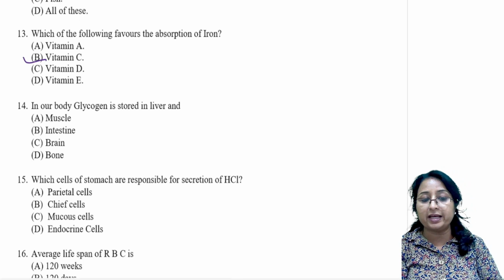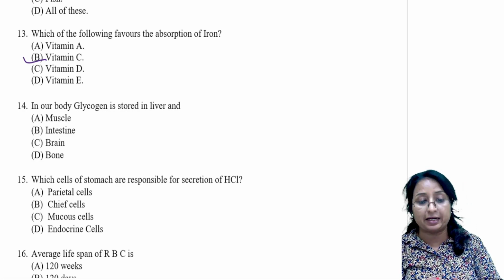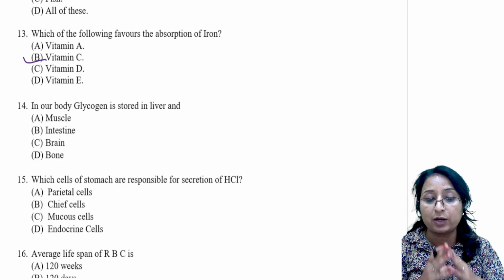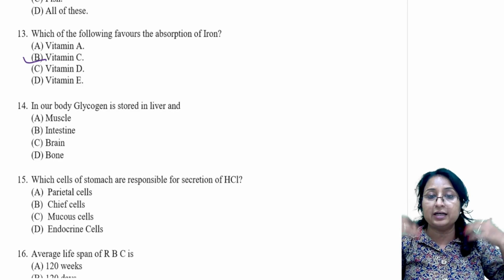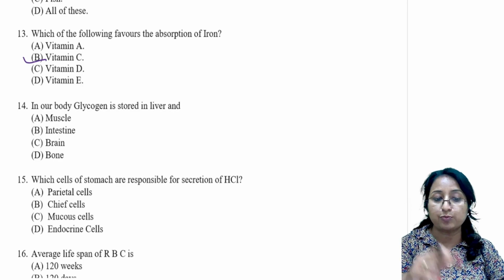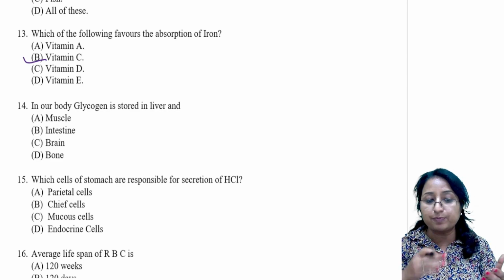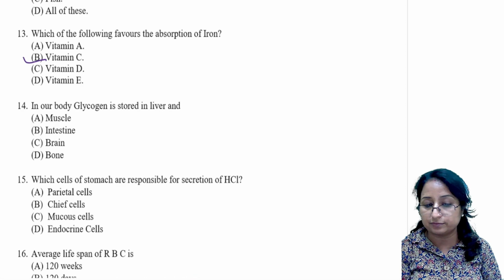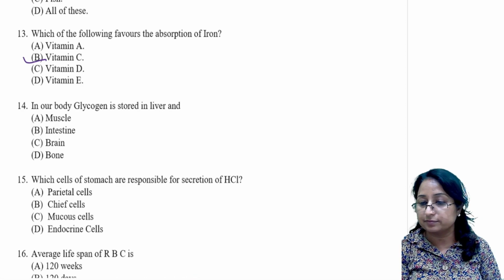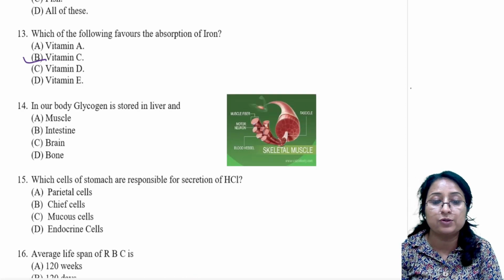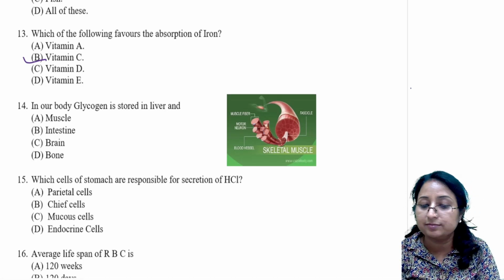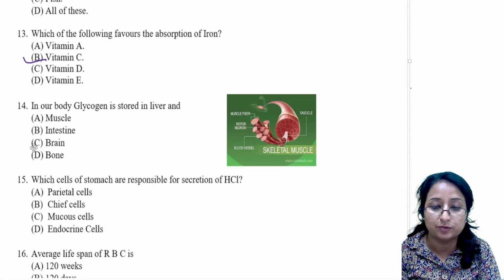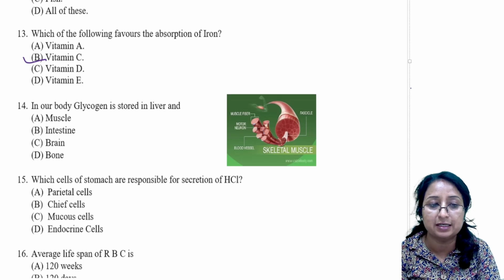In our body, glycogen is stored in liver and: muscle, intestine, brain, or both. So where is the glycogen stored in our body, in the liver and which other part? Muscle, intestine, brain, or both. So we have glycogen in our liver and absolutely the right answer will be muscle. Okay, the skeletal muscle is the right answer.